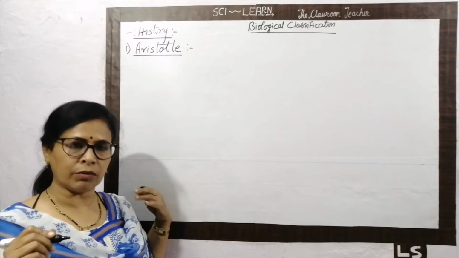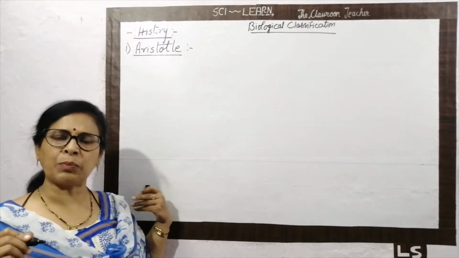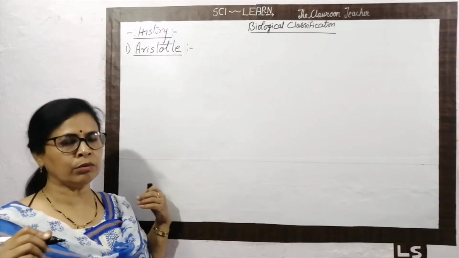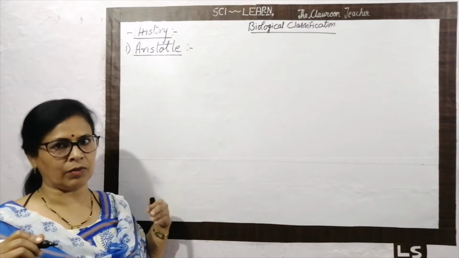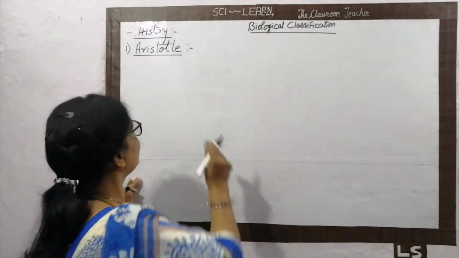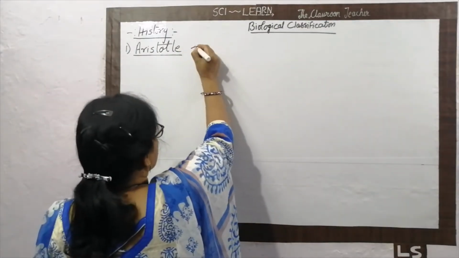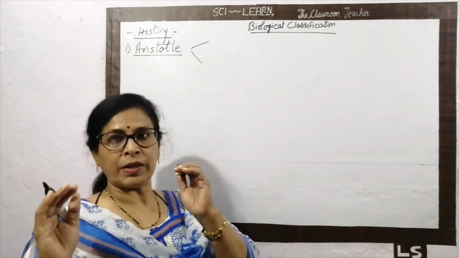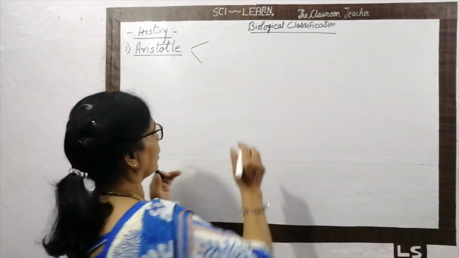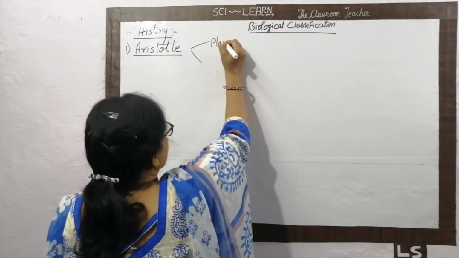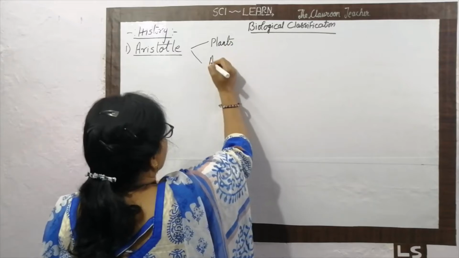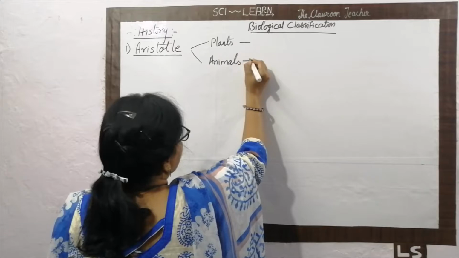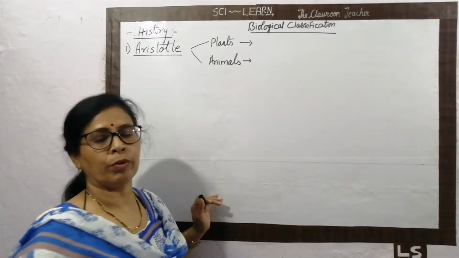What he did was explain that all the species present on the earth are classified into two parts. One is called plants and one is called animals. According to Aristotle, what is the classification? He classified the whole species present on earth at that time into two classes, that is plants and animals.